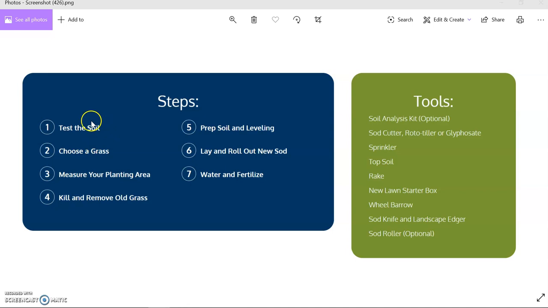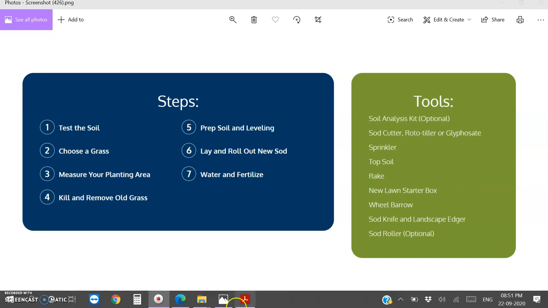These are the things we need to know before installing the lawn. I'm going to discuss how to test the soil and how to take samples from the soil today. If you have any doubts, please don't hesitate to ask me. The rest of the things, like choosing the grass, measuring the planting area, killing and removing old grass, preparing soil and leveling, and laying and rolling out new sod, I will discuss in the upcoming sessions, so no need to worry about that. Let's get into the topic.